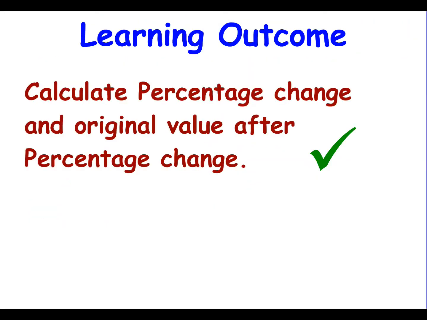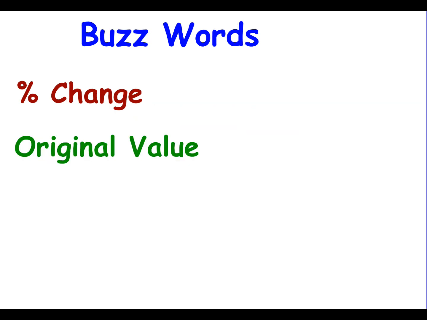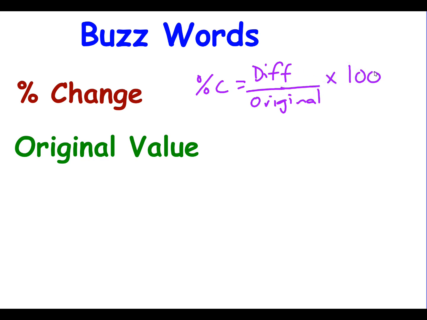And that completes the learning outcome to calculate percentage change and original value after a percentage change. So percentage change is one of the first things we've got to remember. So percentage change is equal to the difference divided by the original amount times 100. And the original value is the first value that is mentioned. So it's the starting place for your amounts.